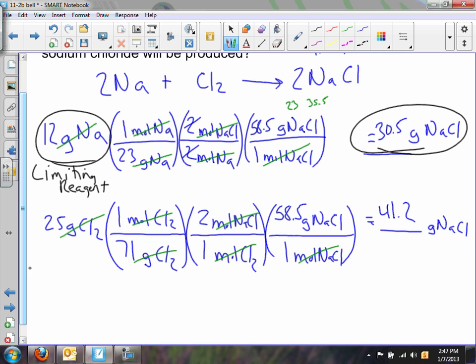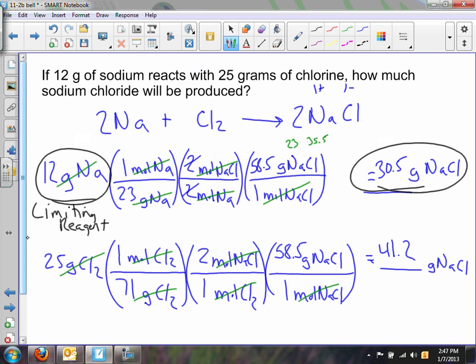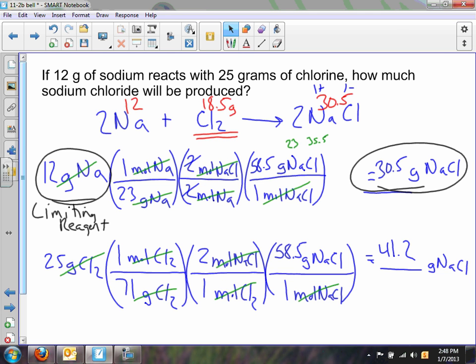If I asked you how much chlorine reacted, I know I have plenty of chlorine. I didn't run out of it. How much reacted? Well, in this problem, since it's a combination, I can do it pretty simply. I had a total of 30.5 grams of product, and all 12 grams of the sodium reacted, which means how much chlorine must there have been? Well, the difference, which is 18.5 grams. 18.5 plus 12 adds up to 30.5. So that's the amount of chlorine that reacted. I had 25, so obviously I had plenty of chlorine.